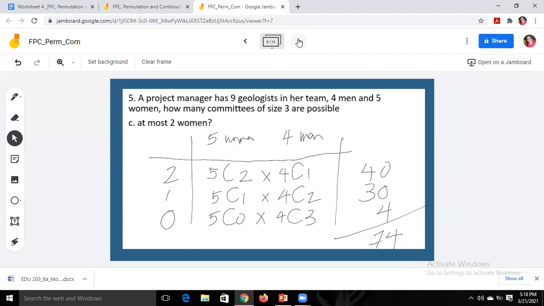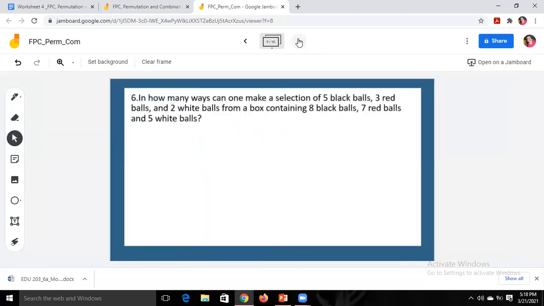Okay, so wag niyong kalimutan, at most 2 women, pinakamarami makakuha tayo ng 2. So, the counting would be pababa. 210. So, common mistakes po dito, pag at most, hindi nasasama yung 0. So, huwag nyo kakalimutan yung 0 natin. Okay, let's move to the next problem.